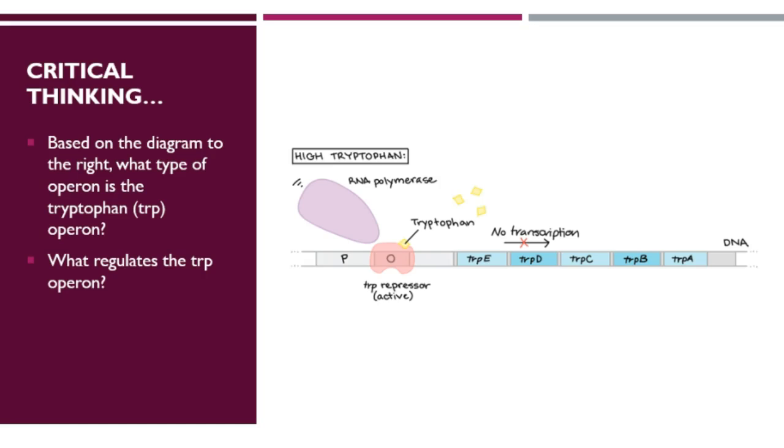Our critical thinking question presents an operon. This is a diagram of the TRP, or tryptophan operon. The question, two questions actually. Based on the diagram to the right, what type of operon is the tryptophan or TRP operon?